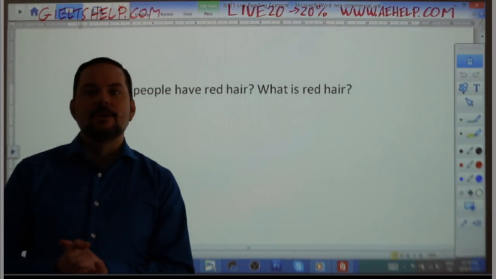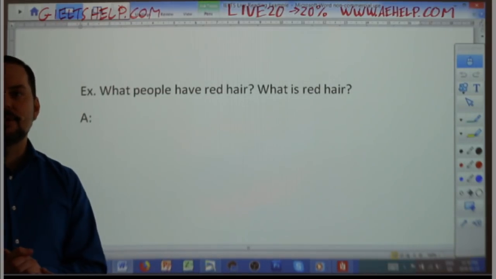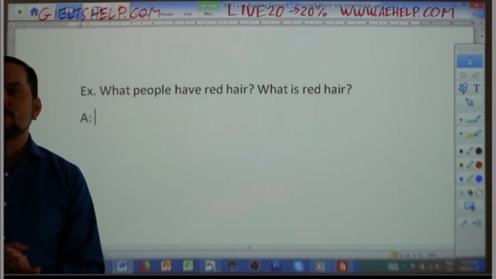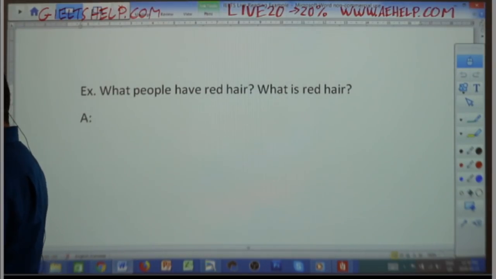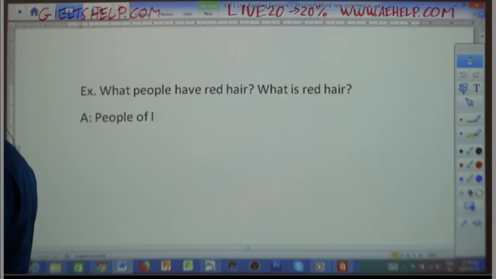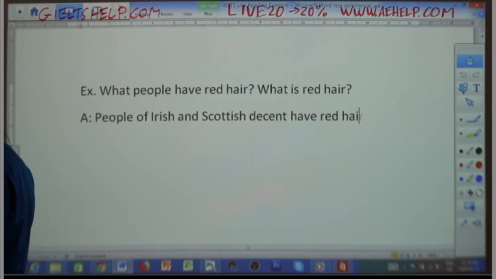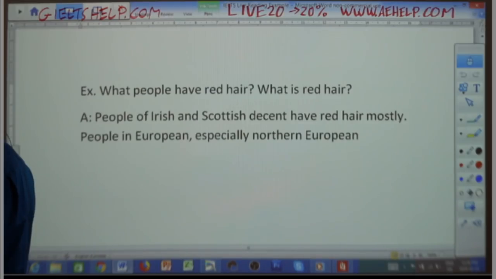Okay, I can't read Cyrillic, but somebody either from the Ukraine or Russia is saying that Irish people. Yeah, absolutely. So Irish people have red hair, okay? So people of Irish and Scottish descent have red hair mostly. People in European, especially Northern European countries, have red hair.